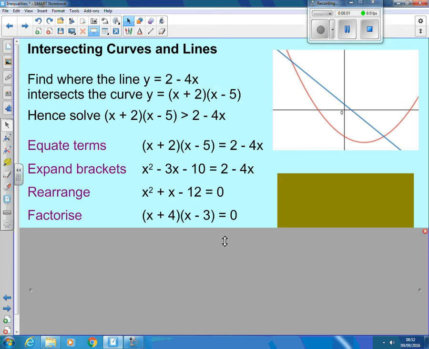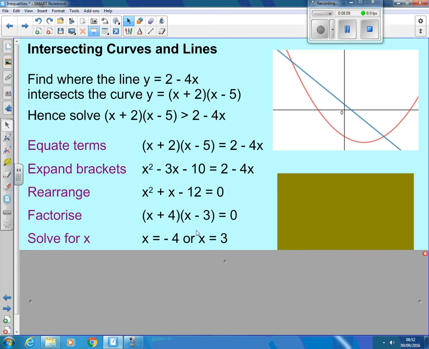So, critical values. First of all, sorry, it says find where it intersects, so let's do that bit. Well, if x plus 4 is 0, x equals minus 4. If x minus 3 is 0, x is 3. So those are the two x values. But if I'm finding where it intersects, I don't just want the x values, at the point of intersection I also want the y values, the y coordinates.